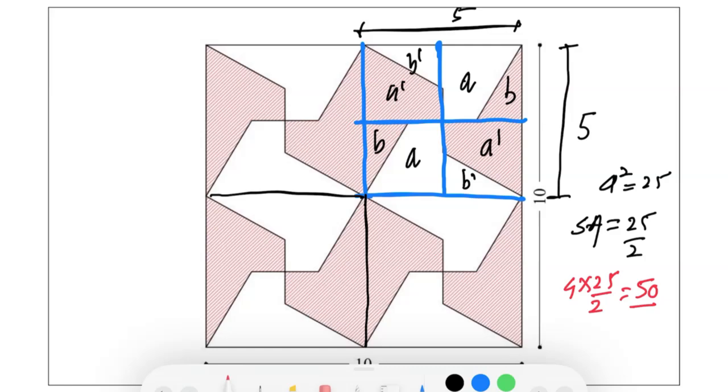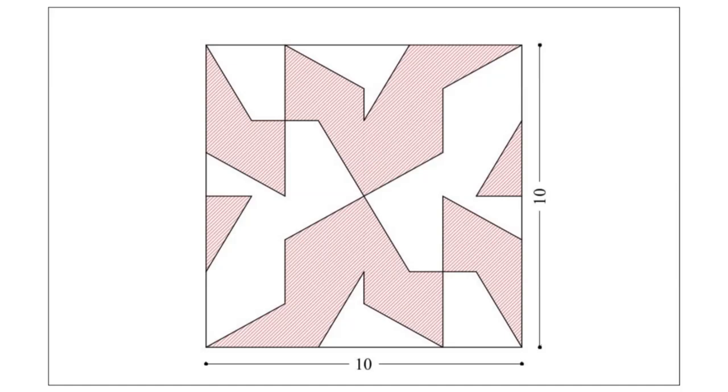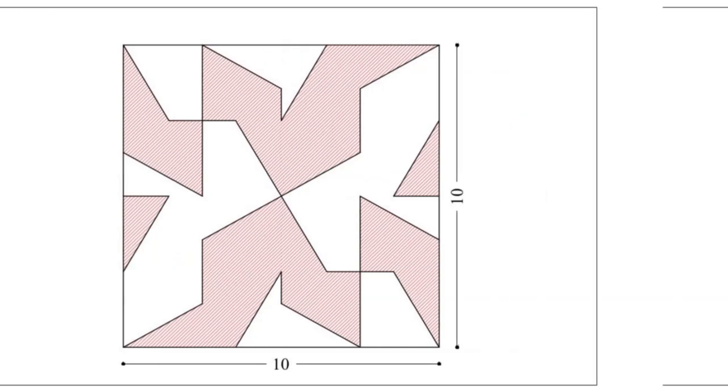Therefore, we are getting complication. Let's move to another question. Now we have this thing. By now you have understood that the area is going to be 50. You can check it out by yourself.